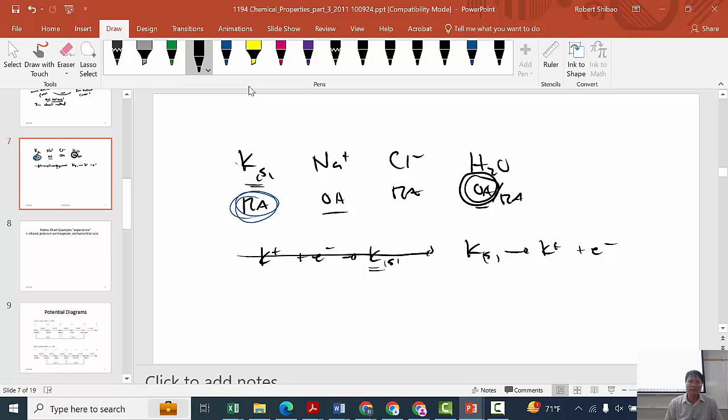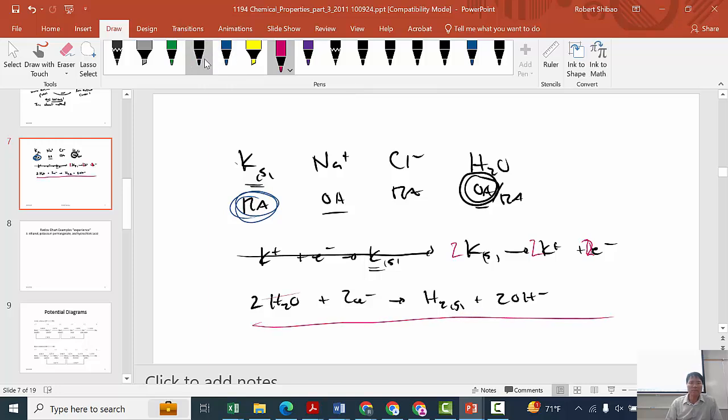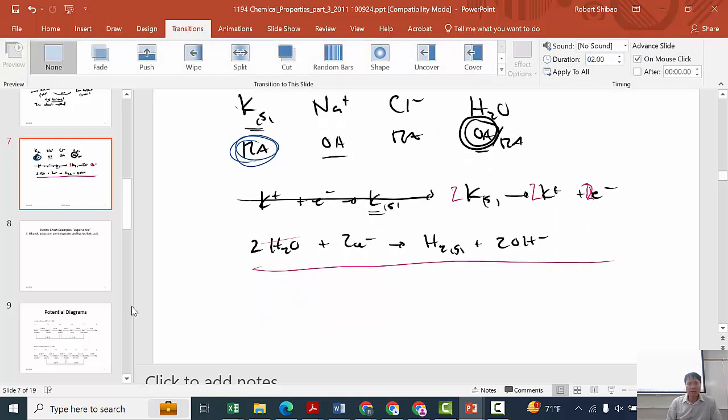Water I can just use as is. Water as the oxidizer: I'm going to have 2 waters plus 2 electrons. This is going to yield hydrogen gas plus 2 hydroxides. And then I'm going to cross multiply. This is 1 electron, this is 2 electrons, so we'll multiply the top one by 2. And the bottom one by 1, so I'll just leave it alone. And then just add these up. Adding these up, I'm going to get 2 potassium solids plus 2 waters plus 2 electrons yields 2 potassium ions plus hydrogen gas plus 2 hydroxides.